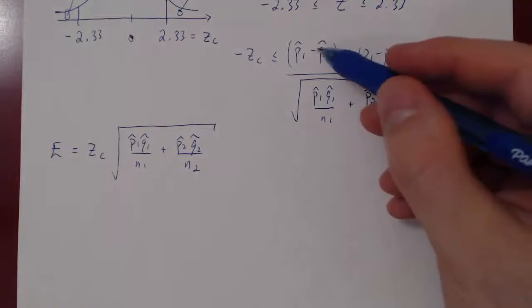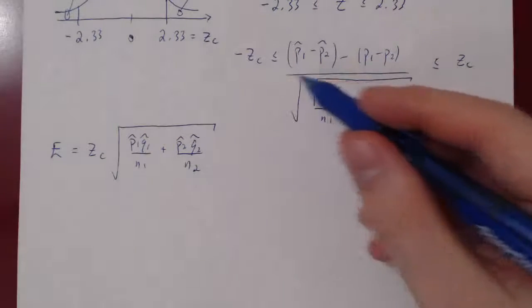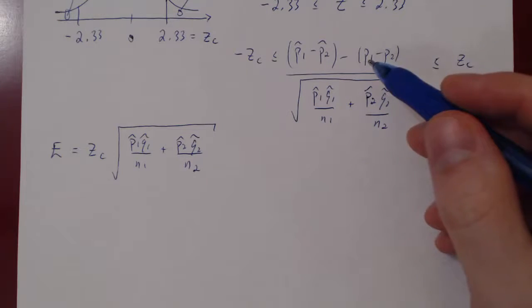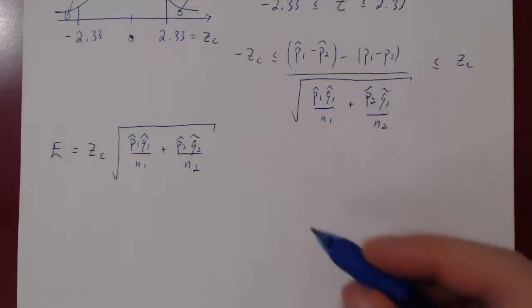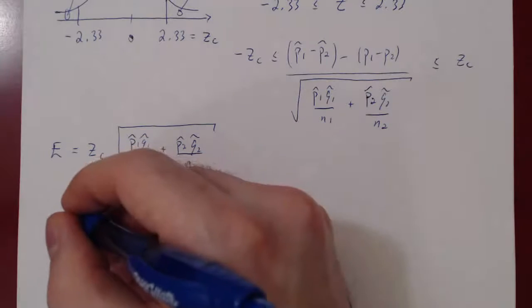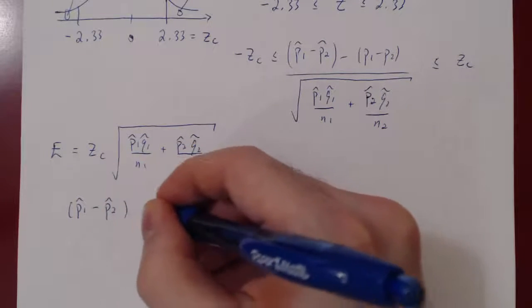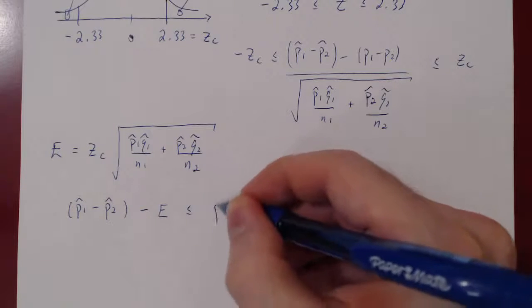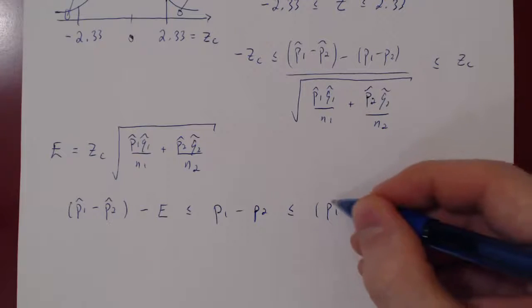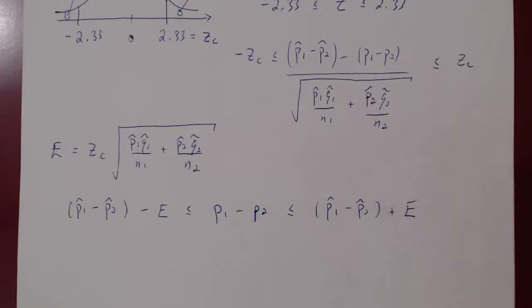And then you will subtract both sides by this. And finally, if you multiply across by -1, you will have isolated the true difference between P1 and P2. And so you will have as a confidence interval the following result. The left-hand point will be the sample difference minus the error. And the right-hand point will be the sample difference, as always, plus the error.